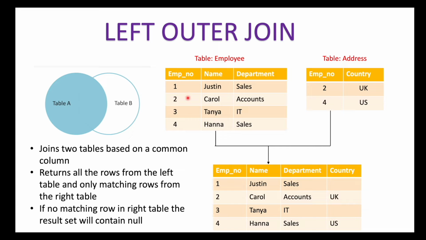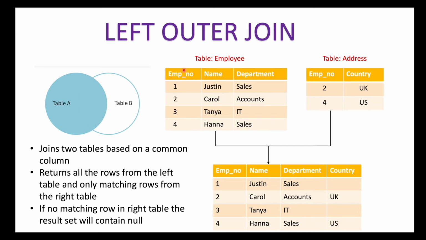So we have an employee table here and an address table. The employee table will contain the employee details. Address will contain the country of each employee. Now we have 4 employees. We can join these tables using employee number because that is common, right? So now we are joining using these two columns and we will check the first row.